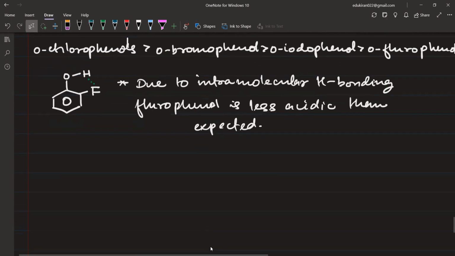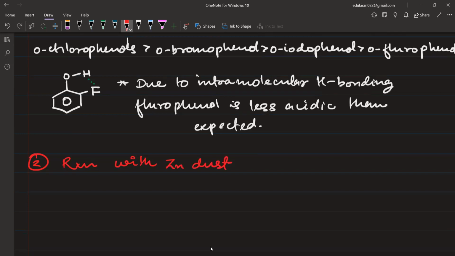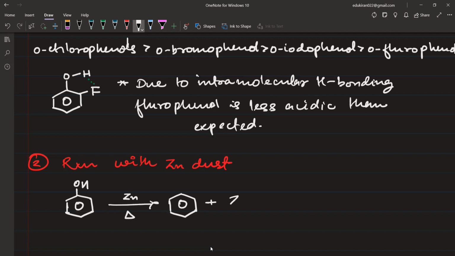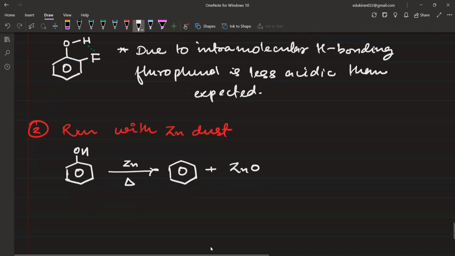Right, next. The second chemical property, second reaction. This is an easy one, a reaction with zinc dust, but important for conversions. Okay, so here you can directly convert a phenol to benzene. OH, zinc dust, and some heat. You will get benzene and zinc oxide.